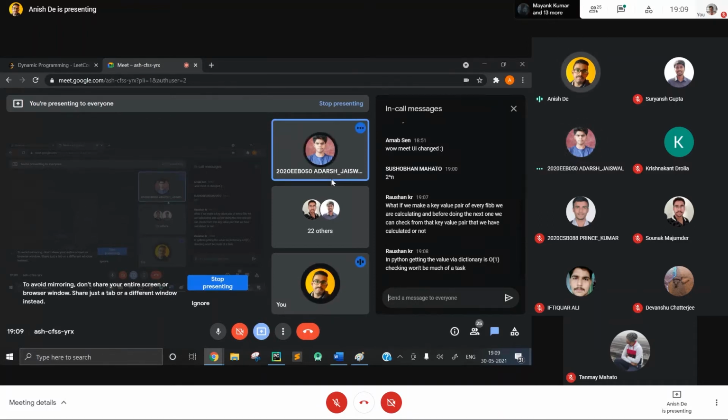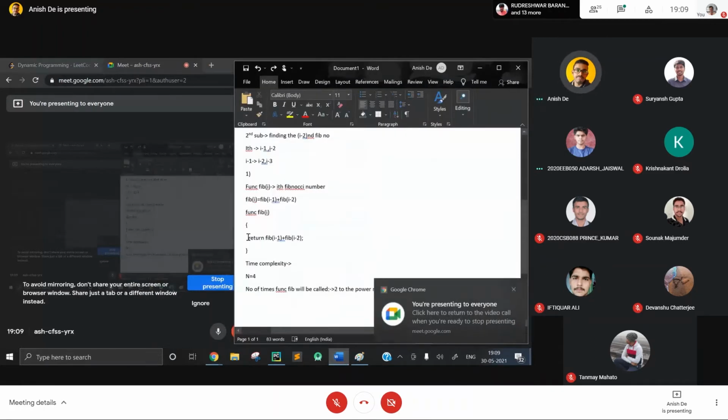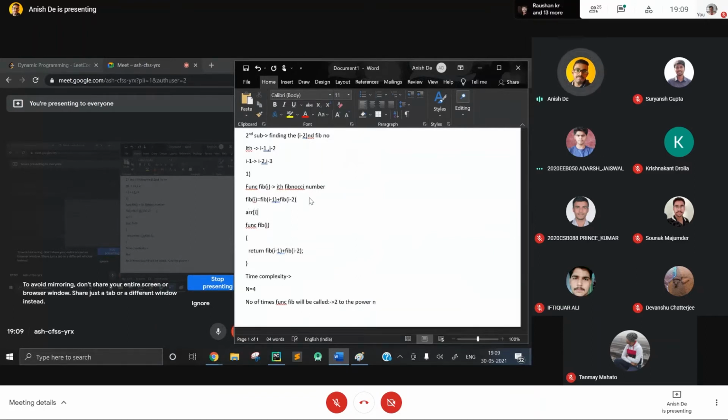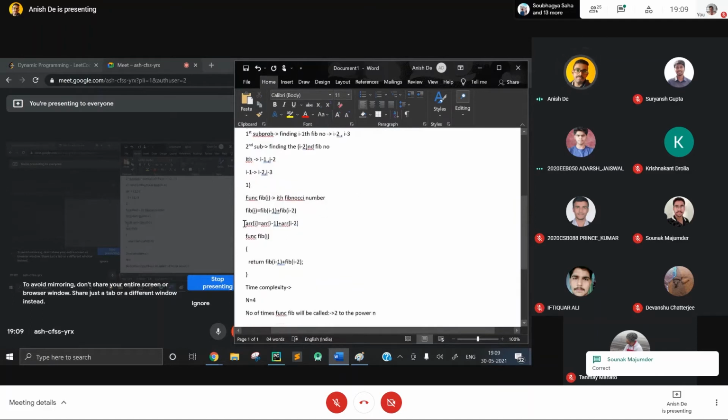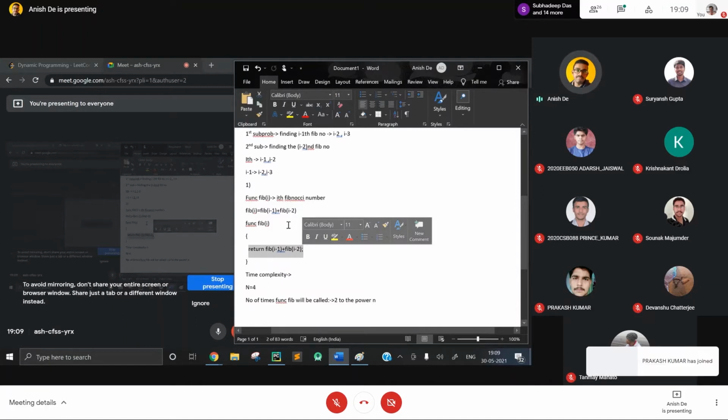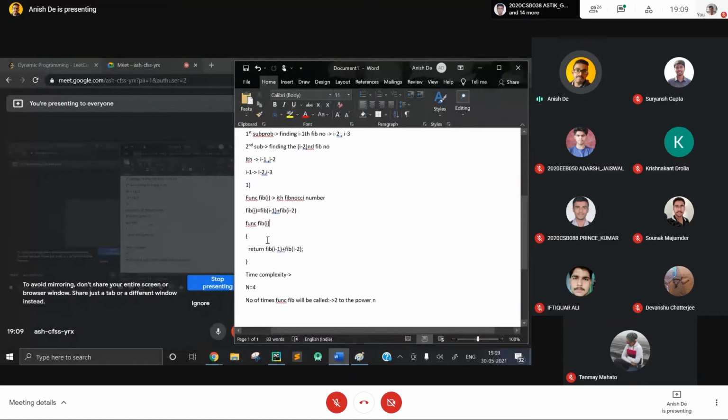What you are telling is the iterative way. I am asking for the recursive way. Meaning, what change can you make here? What you are telling is array[i] equals array[i minus 1] plus array[i minus 2], right? Yes, this is the iterative way. I am asking for the recursive way. If you understand how to make the recursive DP solution, then the iterative DP solution will be very easy. So first try to make the recursive solution.